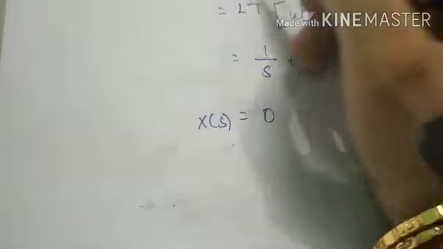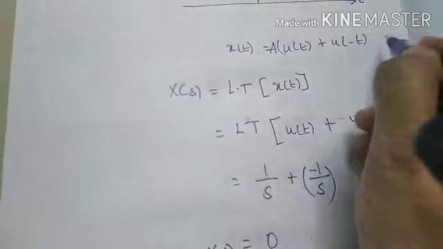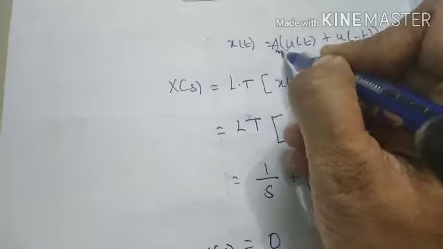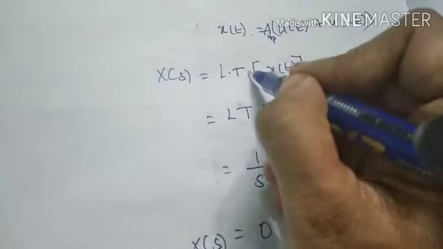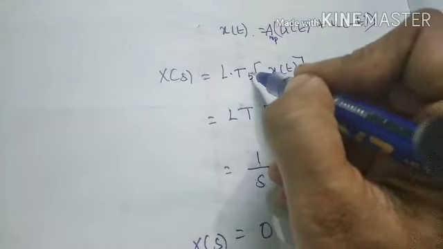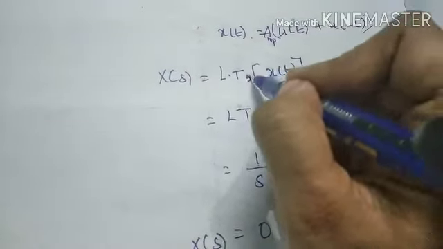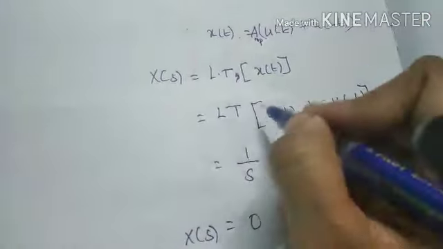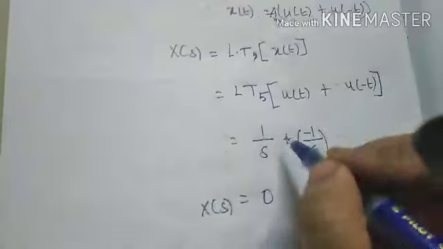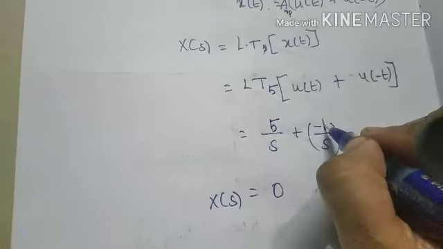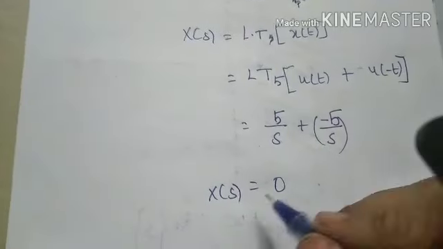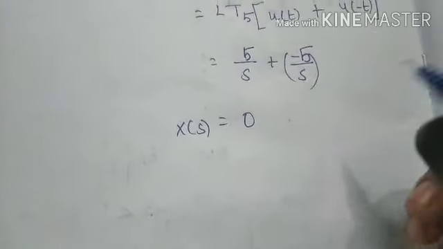We are having one amplitude common outside, that the value of amplitude is 5. So 5 into 5 by s plus minus 5 by s. So x of s is equal to 0.